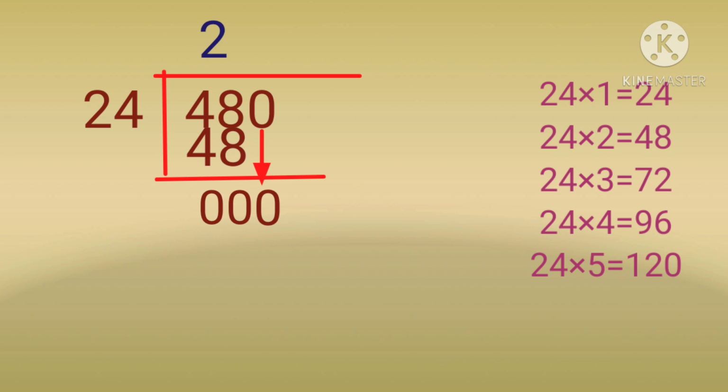Now how many times will 24 go in 0? Yes, it is 0 times, isn't it? You know that 24 into 0 is equal to 0. So put 0 in the ones place of the quotient. And so 24 into 0 is equal to 0, and the remainder is 0 itself. So the number of stamps to be pasted on each page is equal to 20. So I think you have understood, children, how to do the division of 3 digit by 2 digit.